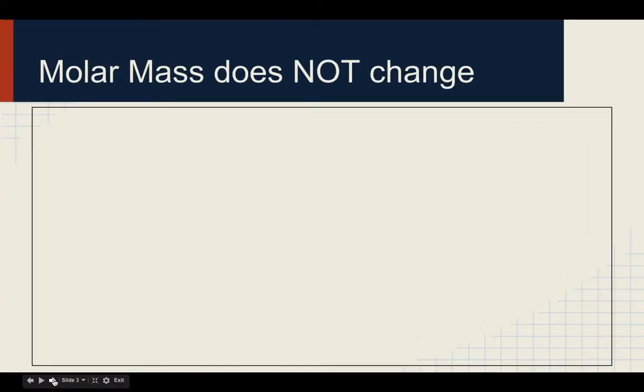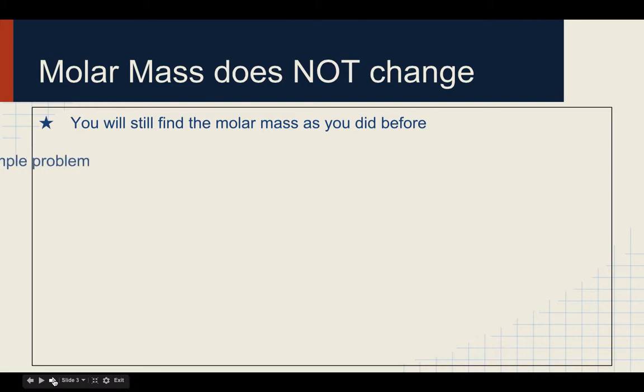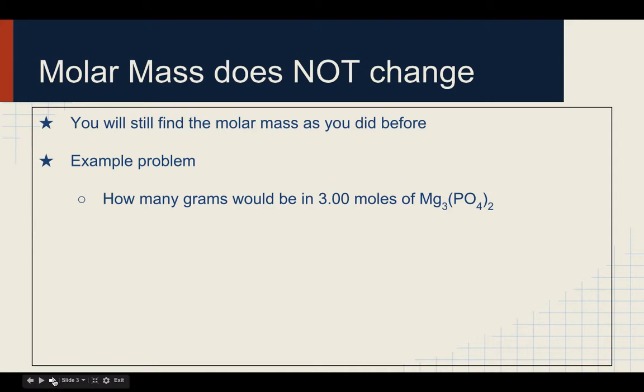So the biggest thing to understand here is that your molar mass does not change. Everything that you have been doing stays the same. Everything yesterday is the same today, it'll be the same tomorrow. So here's a problem for us. How many grams would be in 3.00 moles of magnesium phosphate?